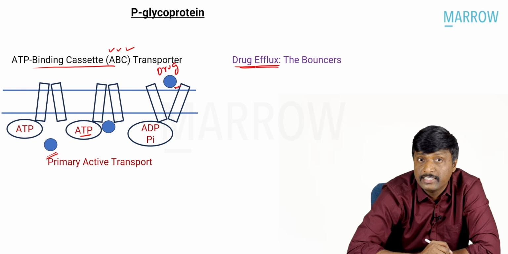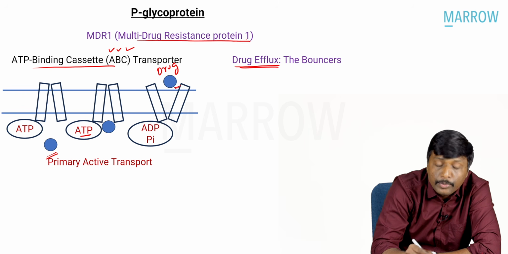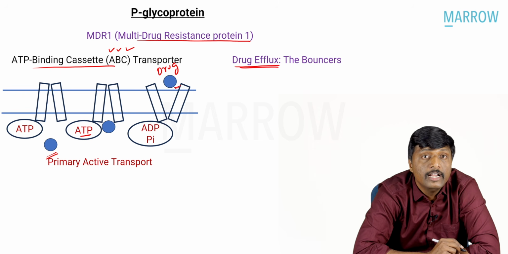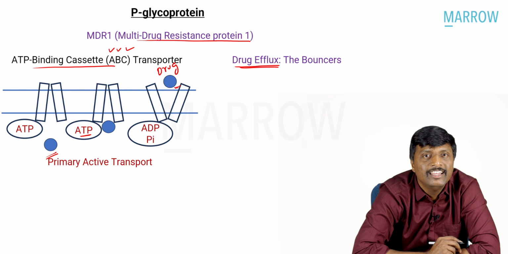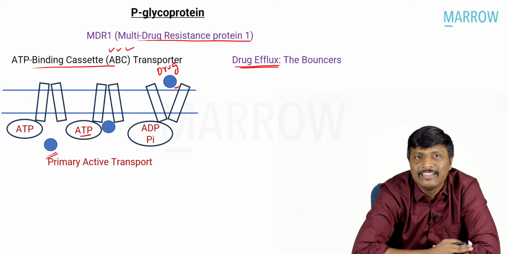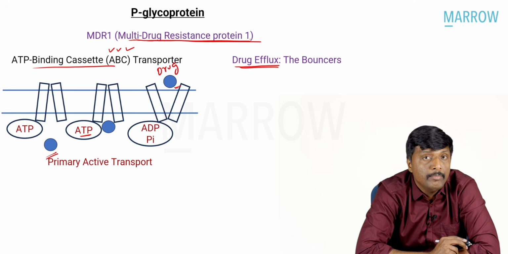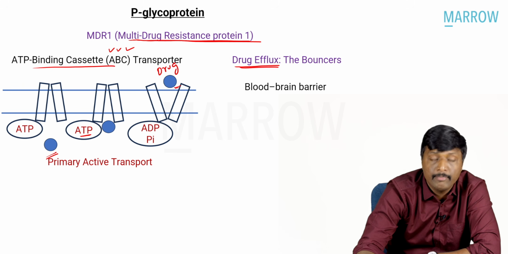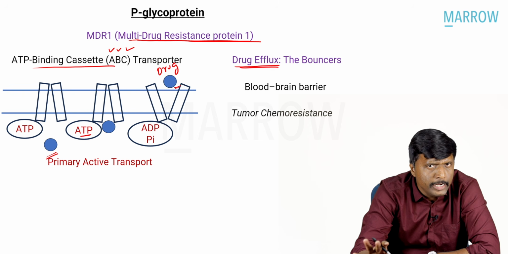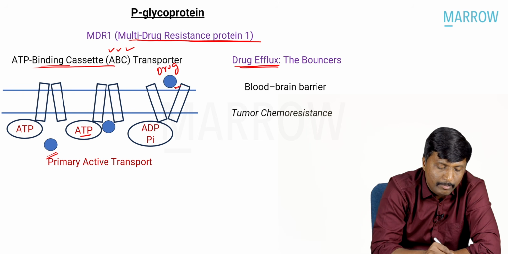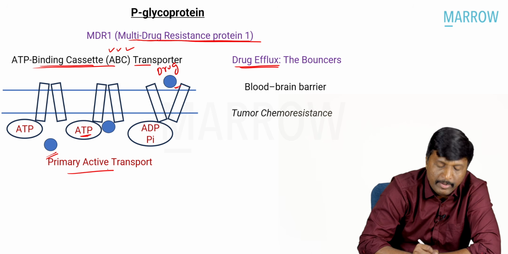So, drug efflux. That is why another very important name is multi-drug resistance protein, because cancer cells, tumor cells upregulate this P-glycoprotein. If you give any drug to treat that cancer cell, it will quickly throw it away, thereby leading to drug resistance, multi-drug resistance protein 1. Even more important, it is highly expressed in the blood-brain barrier, leading to tumor chemoresistance. Very thought-provoking question. P-glycoprotein belongs to the ATP binding cassette transporter family. Very simple. For its function, it needs ATP hydrolysis, primary active transport.